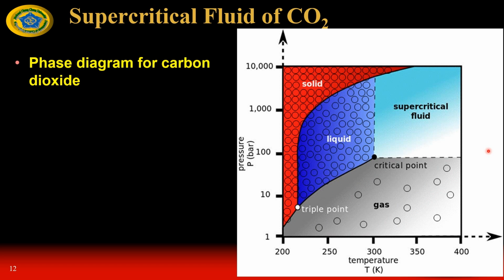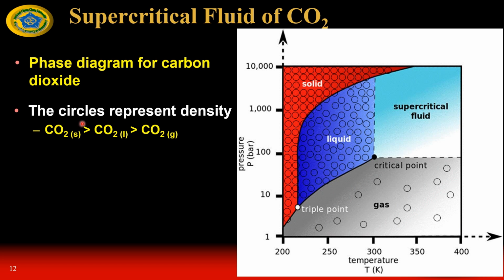So how are we going to define this in the phase diagram? This is the phase diagram for carbon dioxide. As you know, this is a conventional phase diagram. On the x-axis is temperature, on the y-axis is pressure. These circles represent density. As you can see, the density of gas is lowest, the density of solid is the highest, and in between is liquid, right?